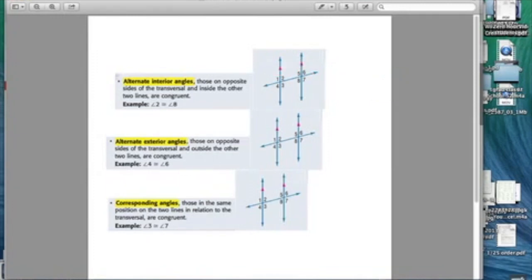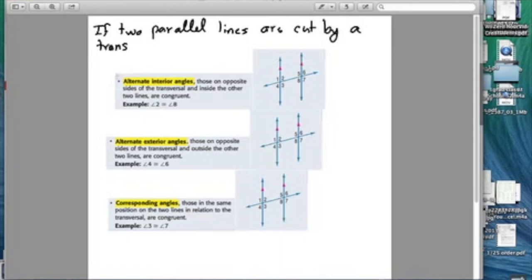So now on the paper that you have up here at the top where there's nothing written, you need to write the following statement: if two parallel lines are cut by a transversal, then the following is true. Okay? And the following is true.